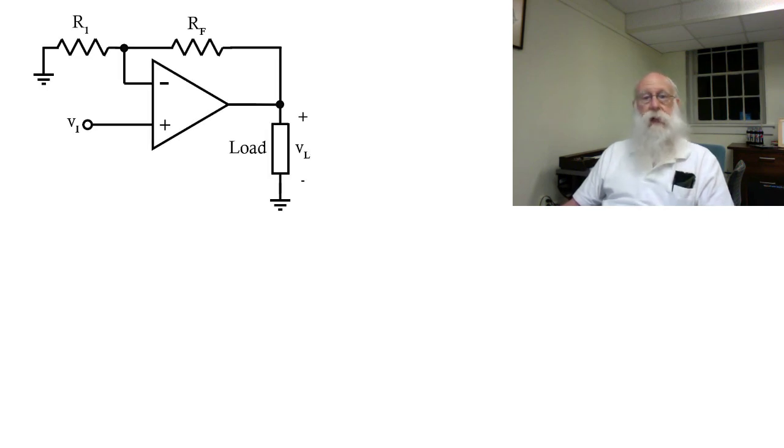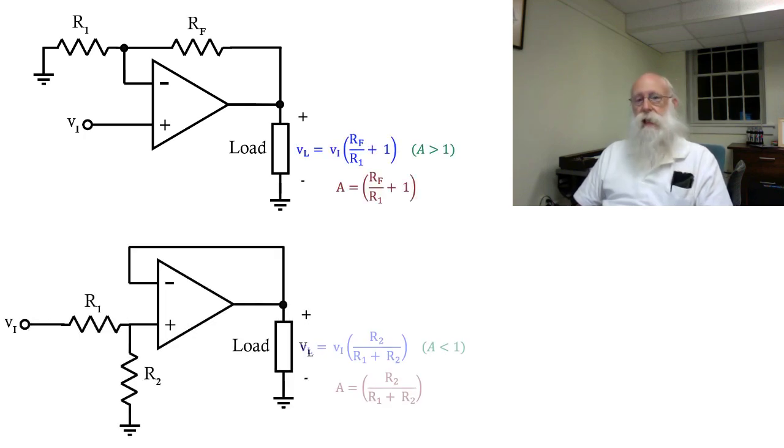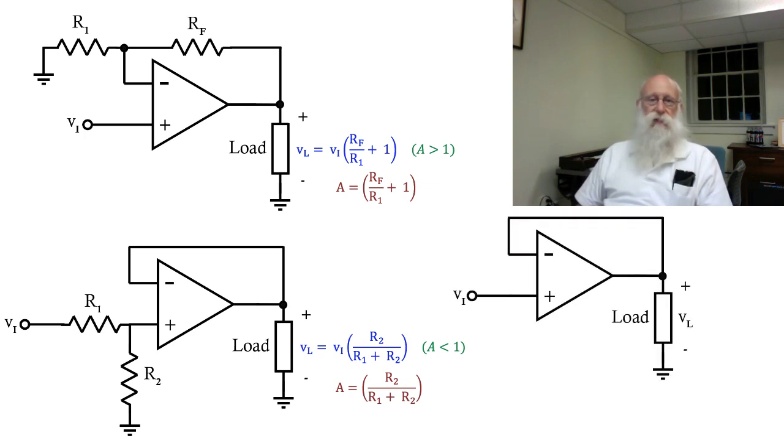You could do a similar analysis putting a load on the output of a non-inverting amplifier, either the version we saw with a gain greater than 1 or the version with a gain less than 1, and you could do the same sort of thing and justify that it is indeed a voltage-controlled voltage source where the constant times V sub I is either greater than 1 or less than 1. Or for that matter, you could even do it with a voltage follower where the factor in front of V sub I is simply 1.